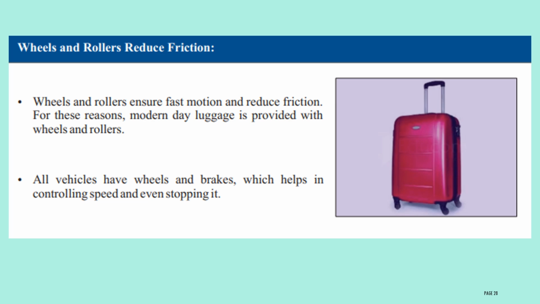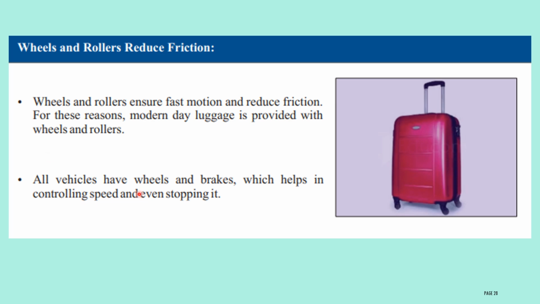Wheels and rollers reduce friction. When you have wheels and rollers on the surface of the object, then when the object comes in contact with the floor, it will reduce the interlocking between the object surface and the floor surface. When the interlocking is reduced, automatically the friction will reduce. Then the object can move very smoothly on the surface. Therefore, wheels and rollers ensure fast motion and reduce friction. For this reason, modern day luggage is provided with wheels and rollers. Using this, you can carry heavy luggage from one place to another.